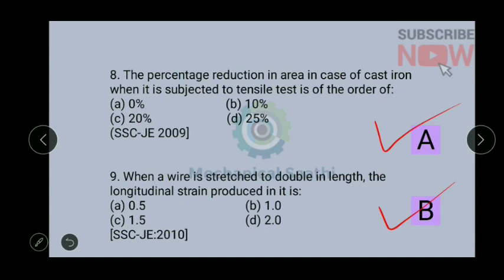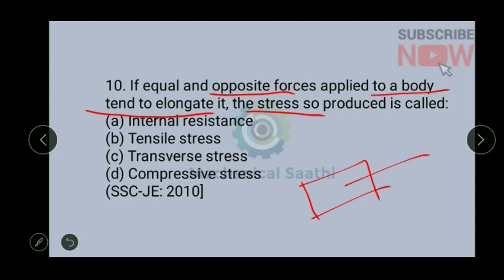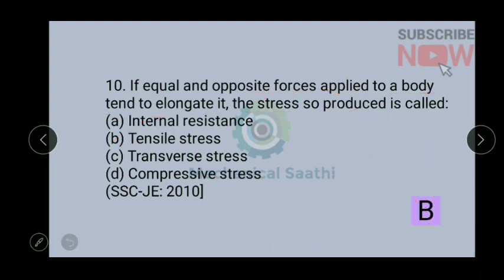Moving towards the next question, question number 10. If equal and opposite forces applied to a body tend to elongate it, the stress produced is called what? Suppose there is a body and equal and opposite forces are acting upon it and trying to elongate it, so we can say that tensile forces are being applied on that body. So which type of stresses will be produced in that body? You can say tensile stresses. So option B will be the correct answer over here. Let us check it. You can say option B is the correct one, that is tensile stress.